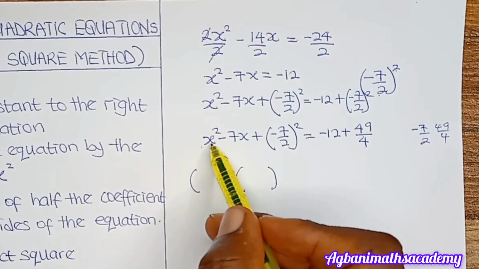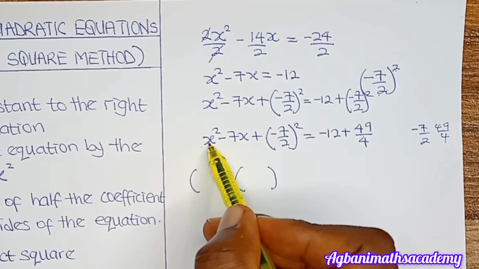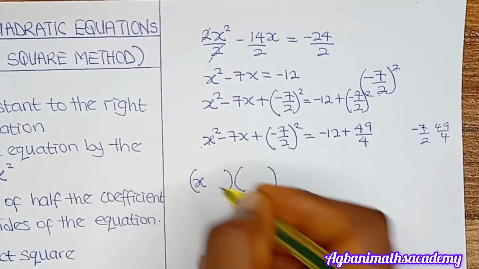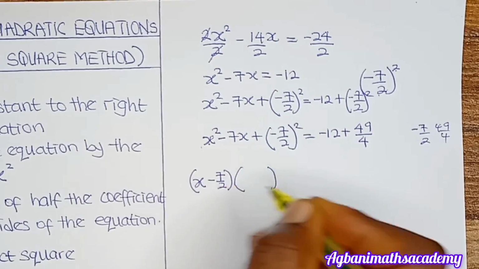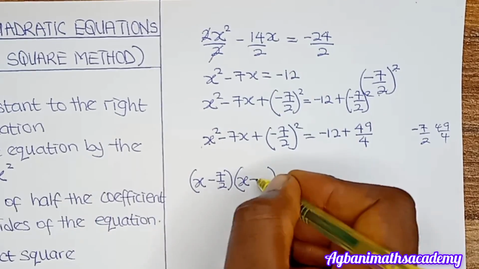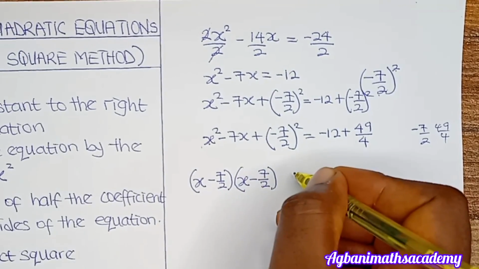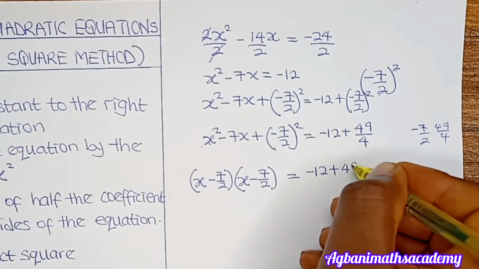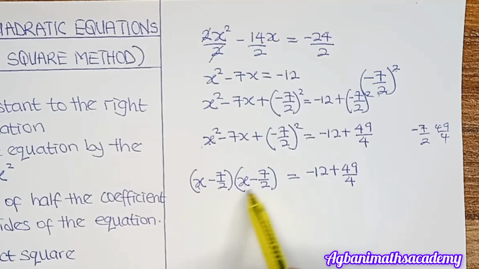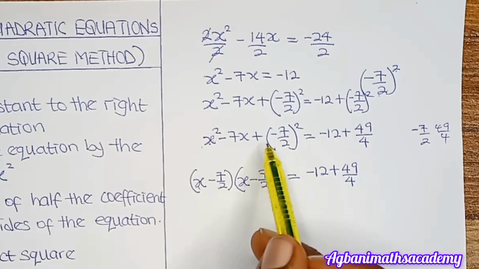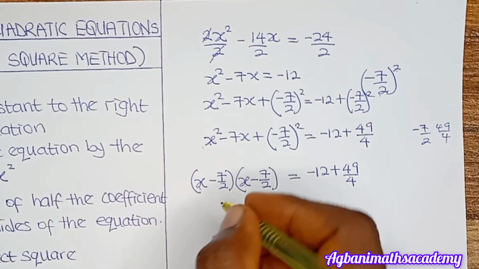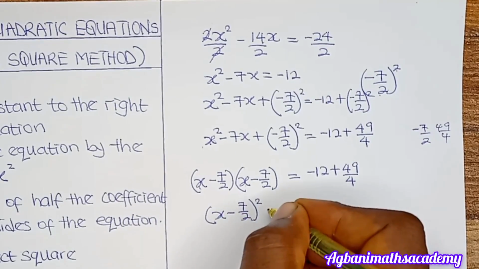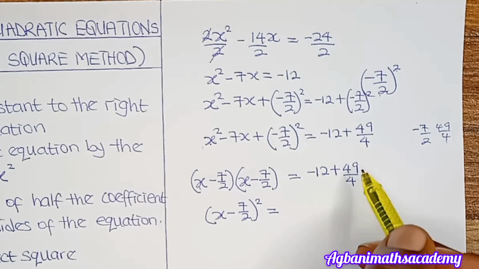Okay, in the first bracket, you are going to put x. This x that has a square, you also have this that has a square. So you're going to put x - 7/2. And in this other one, we're going to put x - 7/2, is equal to -12 + 49/4. So if you multiply these two brackets, you're going to get this, okay? So since this is multiplying itself, we can simply write (x - 7/2)² = -12 + 49/4.